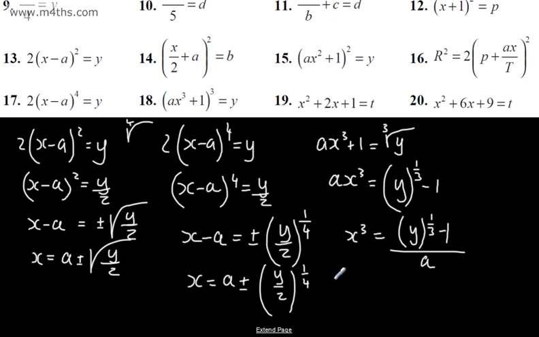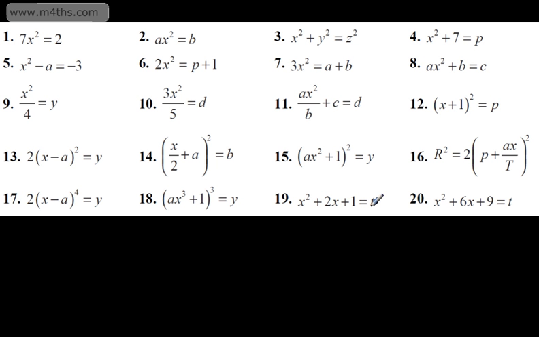I'm now going to take the cube root of both sides. I'll only have one. It's not going to be a plus or minus, and we'll have y to the power of 1/3, which I could write like that, minus 1 over a, all to the power of 1/3. Or you could use this notation again. I'm switching up. I will let you decide. Okay, we'll finish with these two.